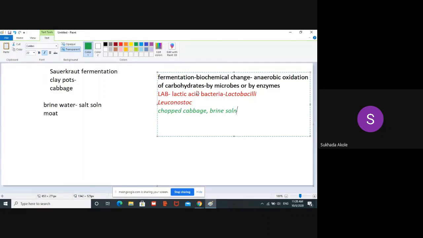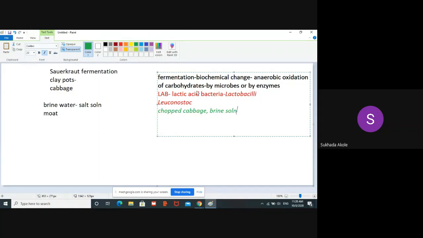उसके ऊपर थोड़ा सा बड़ा पत्थर या ऐसे कुछ रखो, वजन रखो, so that the cabbage will get crushed, and you have to keep it in open for a very long period of time, around 2 to 3 months. So what will happen? Eventually, leuconostoc and lactobacilli will grow. They will change the pH to acidic.